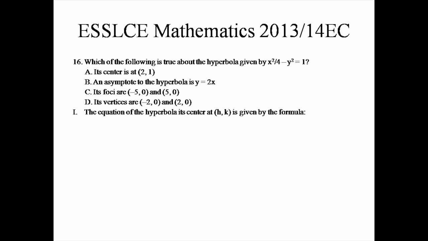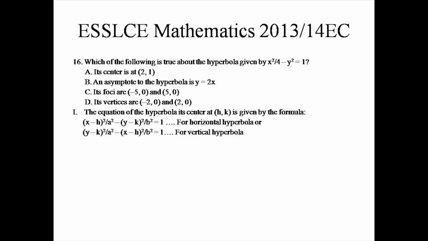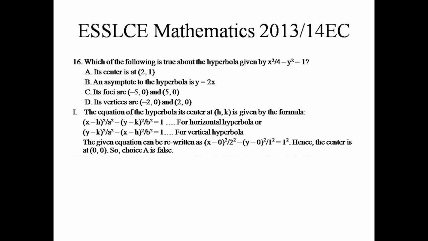We know that the equation of the hyperbola with its center at (h, k) is given by the formula (x - h)^2/a^2 - (y - k)^2/b^2 = 1 for horizontal hyperbola, and (y - k)^2/a^2 - (x - h)^2/b^2 = 1 for vertical hyperbola. Then the given equation can be rewritten as (x - 0)^2/2^2 - (y - 0)^2/1^2 = 1. Hence, the center is (0, 0). So choice A is false.